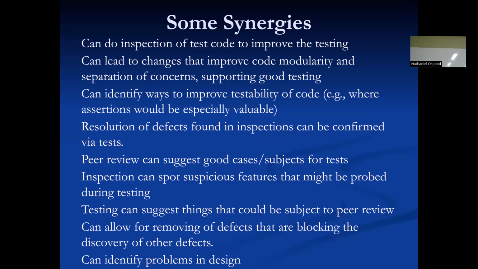Peer review could allow for removing of defects blocking the discovery of other defects. That's a big issue with testing. If there's a failure of the code at a certain point, it blocks the execution from going on from there. And that can hide other later defects, because you can't reach them. You don't know what lies beyond there for testing because it's not reached. And by removal of defects with peer review, you could let that code continue and test more fully, get greater code coverage.